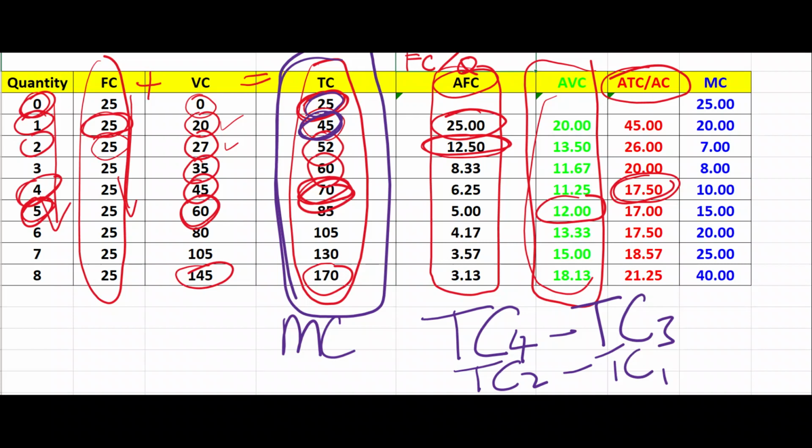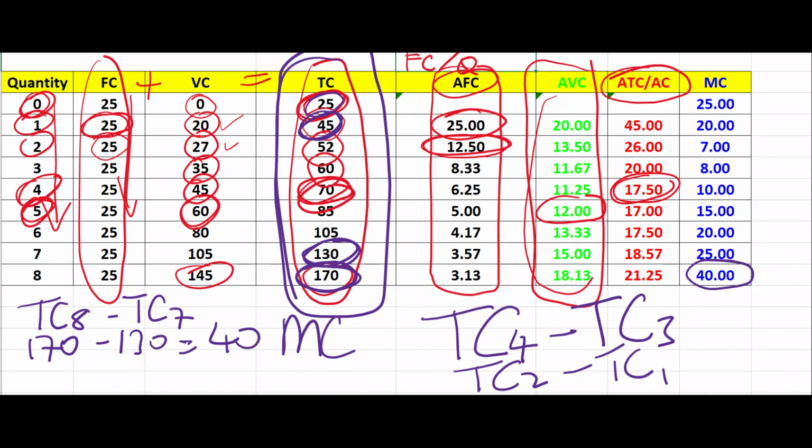So in other words, it's the new total cost minus the previous one. We'll just take this one down at the bottom. The total cost for producing 8 units was €170, and the total cost for 7 units was 130. So that would be TC8 minus TC7, and that's 170 minus 130 equals 40. And there's our marginal cost of 40. Now, in some exam questions, they leave this one blank. If they leave it blank, my suggestion is to fill it in.